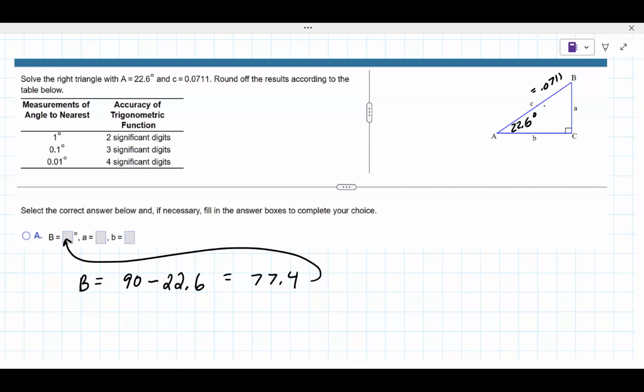Is that okay? Yes. That's all pretty simple.